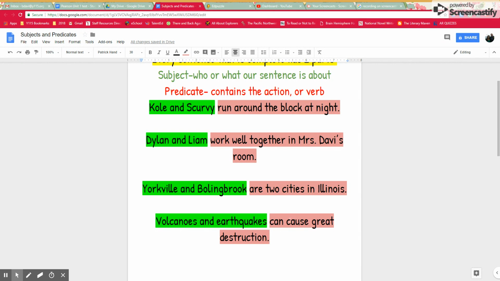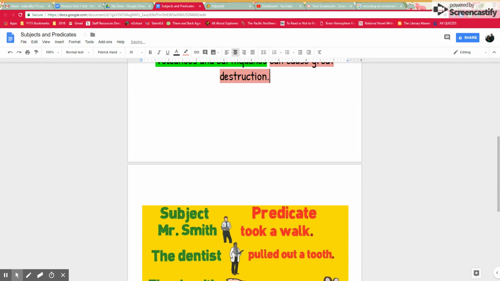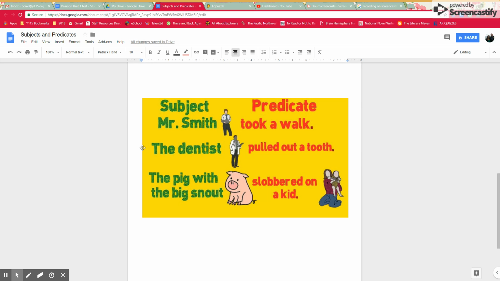Now, I found this cool little picture that I want you to see, and I thought it was kind of funny. So this gives you a few more examples for subjects and predicates. In our first sentence, it says, Mr. Smith took a walk. Obviously, you can tell that Mr. Smith is our subject. Our predicate, or our action, is that he took a walk. The second sentence says, the dentist pulled out a tooth. Our subject is the dentist. What did that dentist do? He pulled a tooth out.